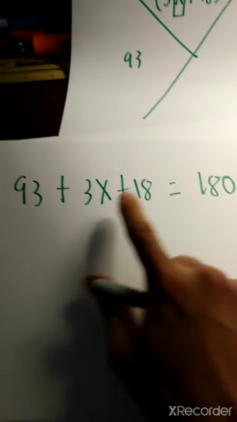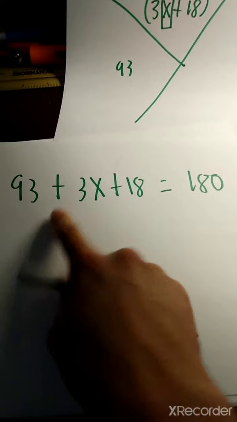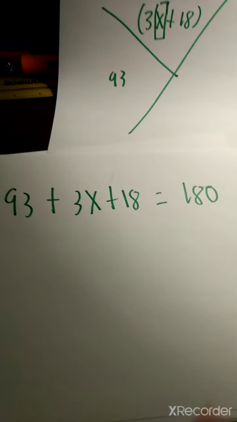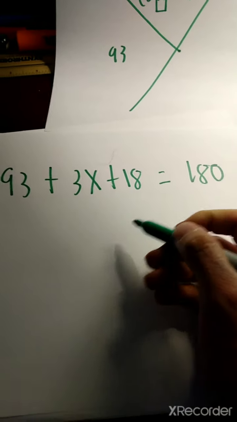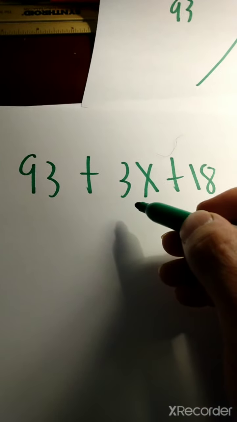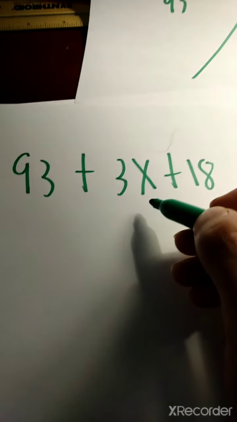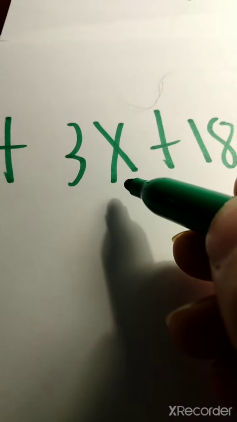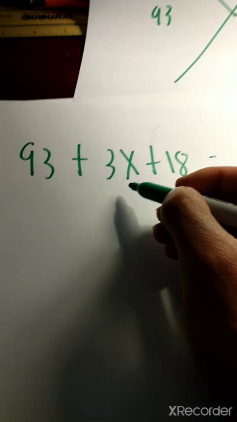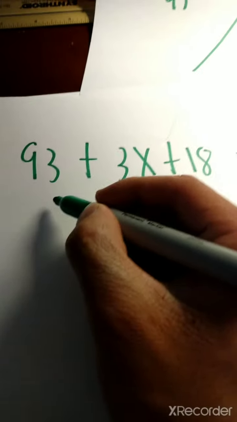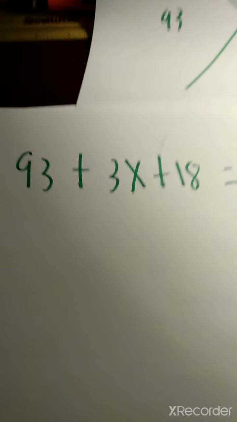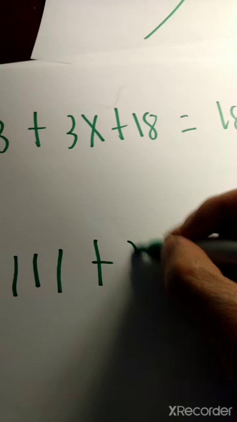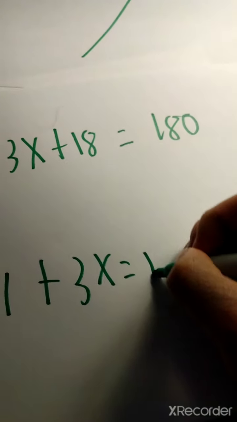So here's the equation. What we can do is combine like terms. So 18 and 93 can be combined and added because they're not different. If we try adding 3x, that is not a good idea, which we can't do, because we're adding apples and oranges, so that is not what we're going to do. 93 plus 18 equals 111. And here's 3x plus 111 equals 180.